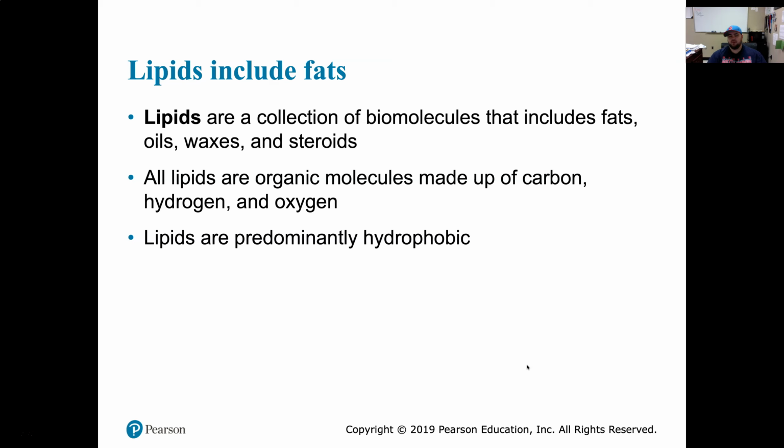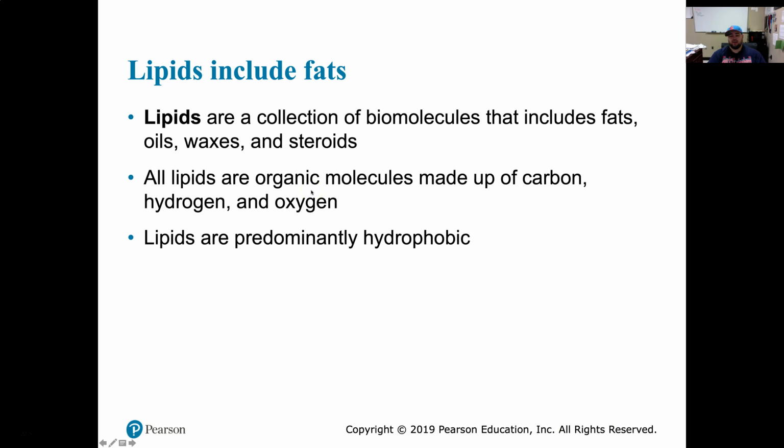Lipids. Lipids include fats, oils, waxes, and steroids. Sterols associated with lipids are really important as well. They are vital to cell membrane structure. We'll get to that.